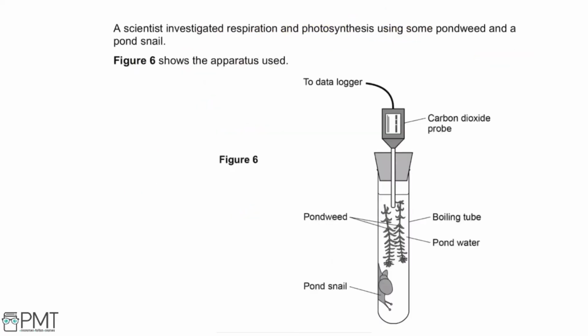A scientist investigated respiration and photosynthesis using some pondweed and a pond snail. Figure 6 shows the apparatus used. So below is figure 6 and labelled is a data logger, a carbon dioxide probe, some pondweed, a pond snail, and some pond water in a boiling tube.